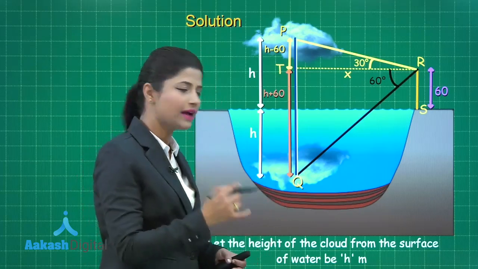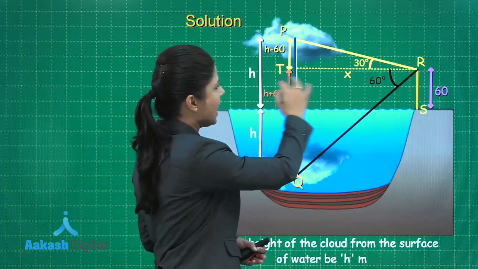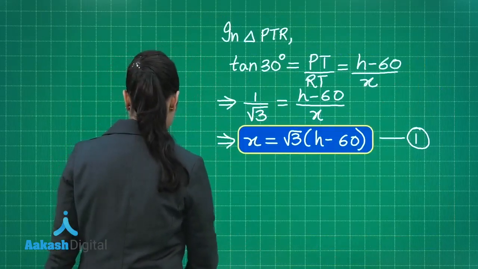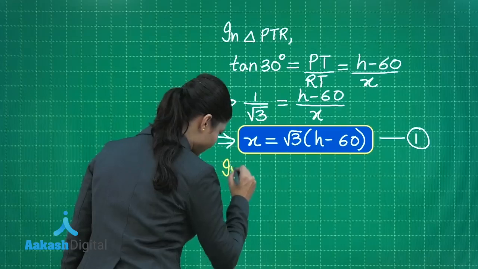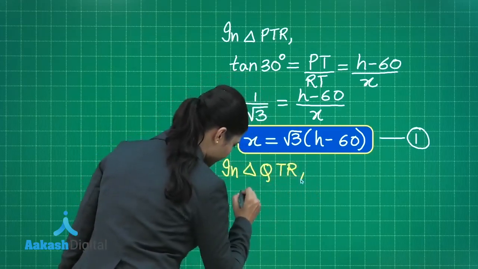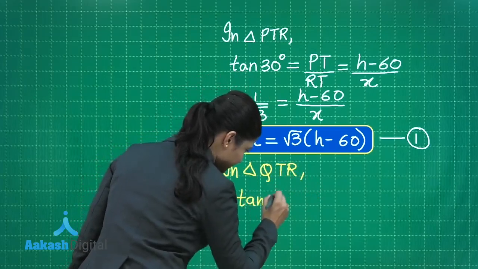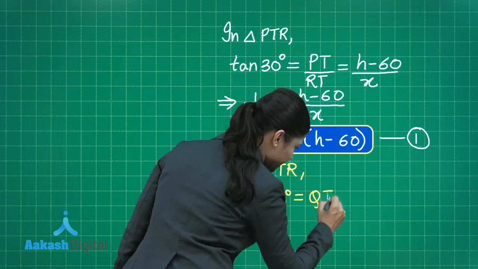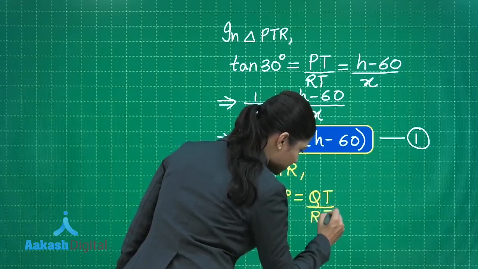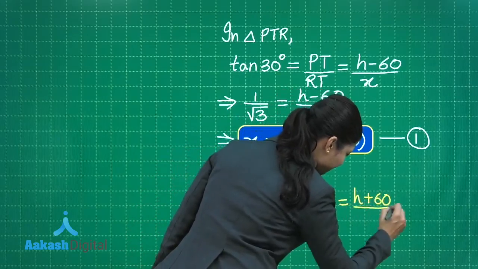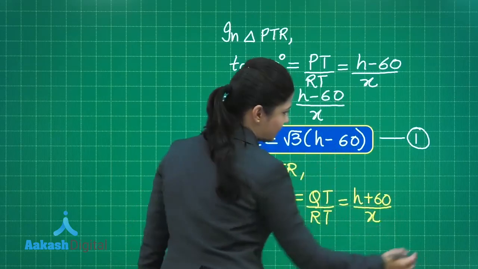For this 60 degree angle, perpendicular is QT and base is RT. So let's take up the next triangle. In triangle QTR, when I take tan 60 degrees, this is equal to perpendicular upon base, that is QT upon RT, where QT is equal to h plus 60 meters and RT is x.